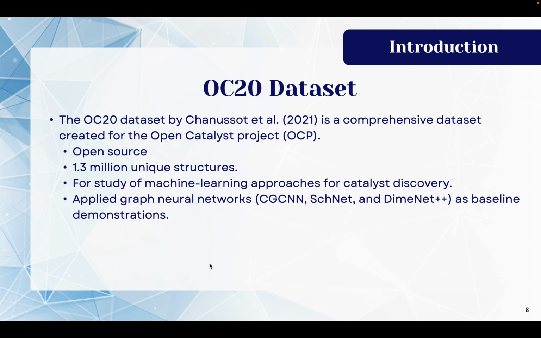Now let's talk about the OC20 dataset, which is used in my project. The OC20 dataset by Chanussot et al. in 2021 is a comprehensive dataset created for the Open Catalyst Project, OCP. It is an open source project with a dataset containing around 1.3 million unique structures, and it is designed for the study of machine learning approaches for catalyst discovery. It applies graph neural networks like CGCNN, SchNet, and DimeNet++ as baseline demonstrations.